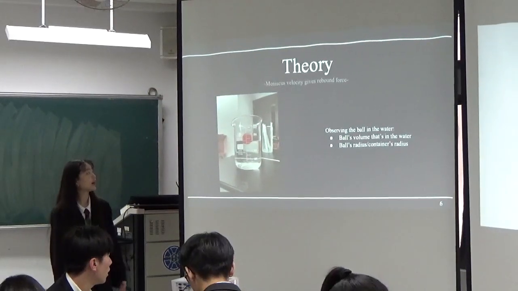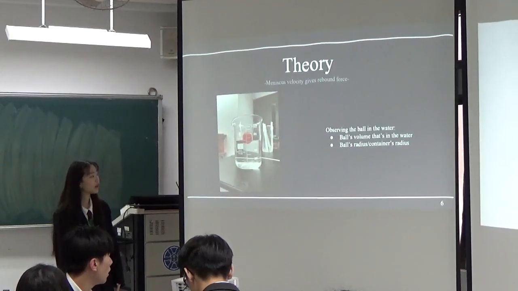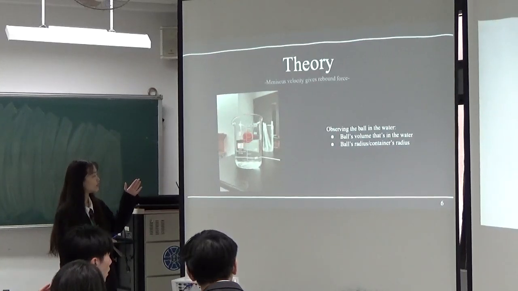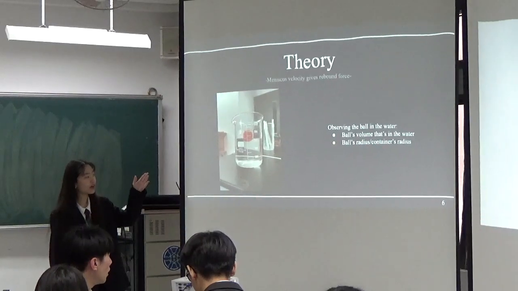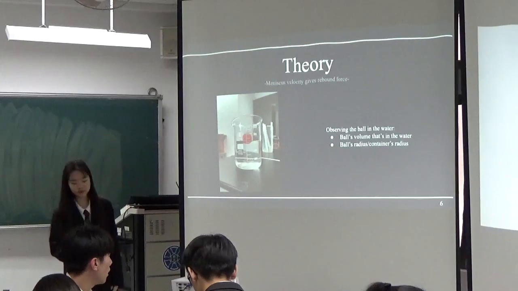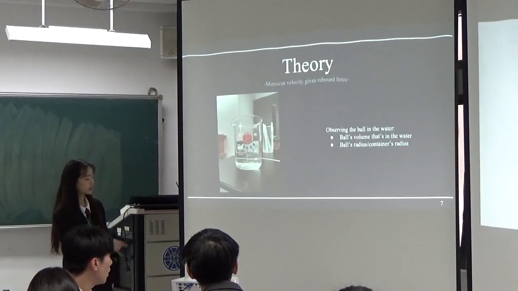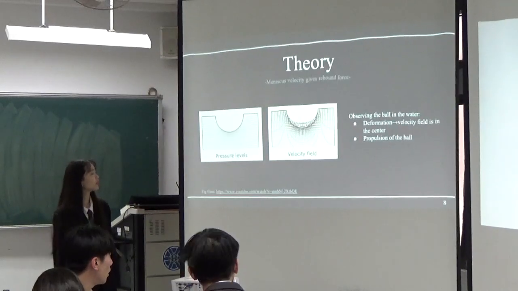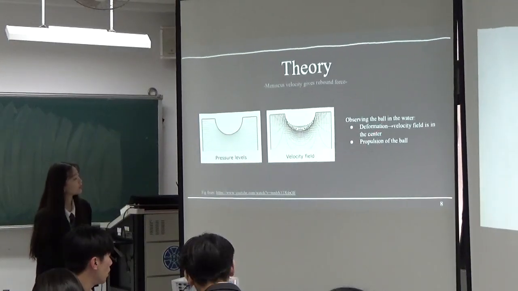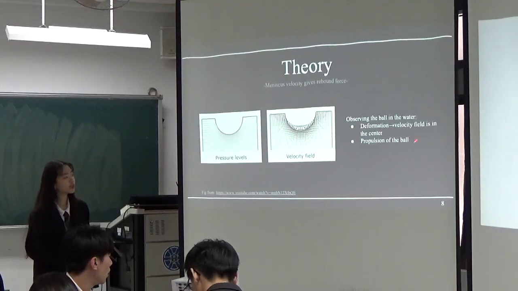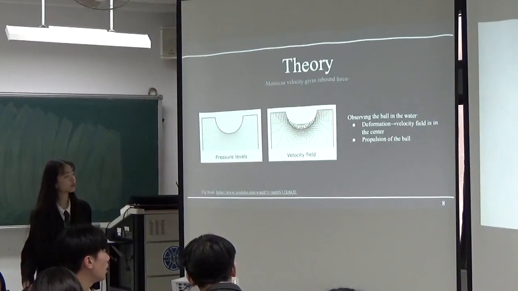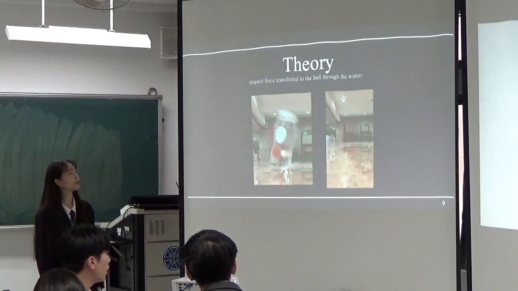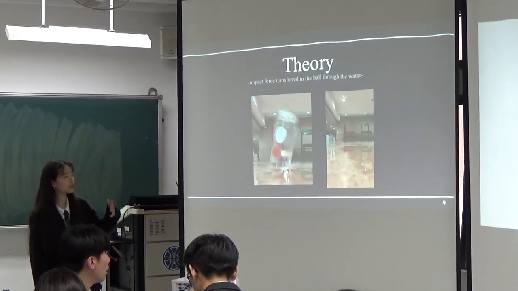And here's my theory. We think that the meniscus velocity will give the rebound force to the ball. Because when we observe the ball in the water, we can see that there's a meniscus deviation of the ball. And therefore, the ball will have a volume that's in the water. So we think that the water will give a force to let the ball bounce out of the container. And here's the theory. We think that the deformation of the water is the velocity field, and that gives the propulsion of the ball. And the second theory is that we think that the impact force will transform the ball, bouncing it out of the container.